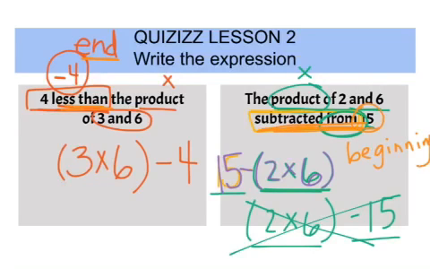Okay, I'm taking it from 15, so I'm going to take 15 minus that product. Subtraction can be a little tricky because you've got to get in the right order. Pay attention to when it says less than or subtracted from and really think through the problem.